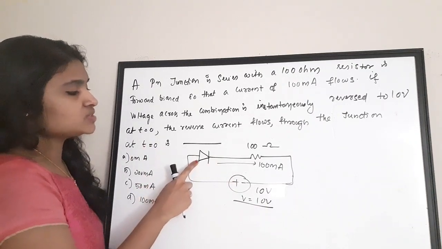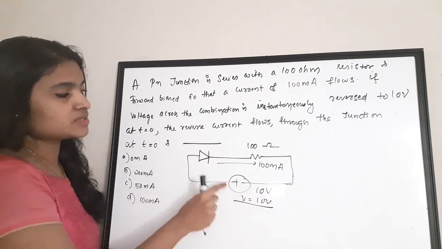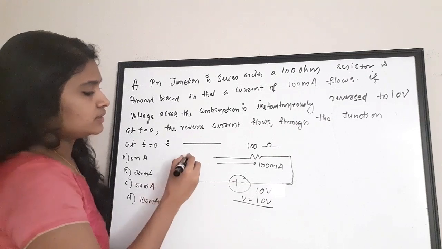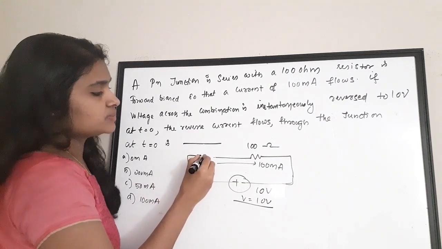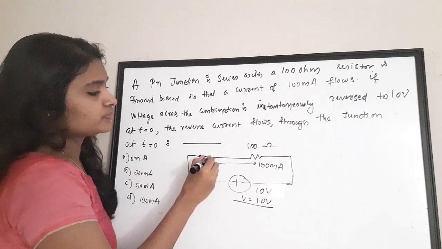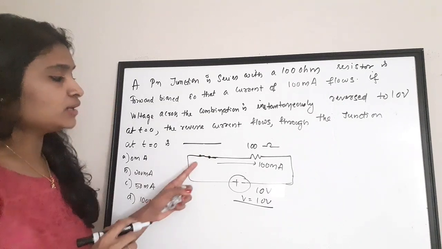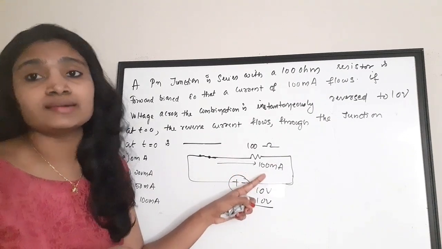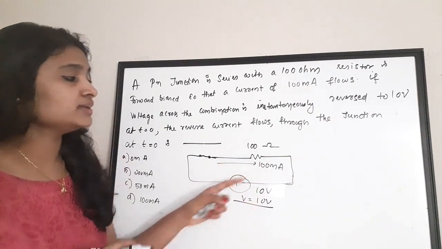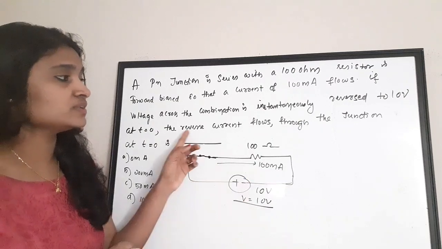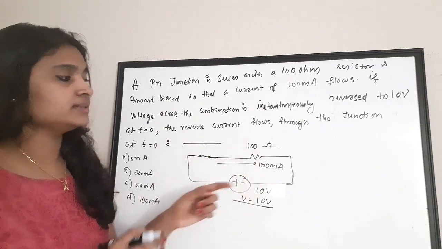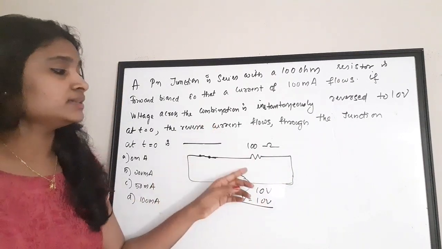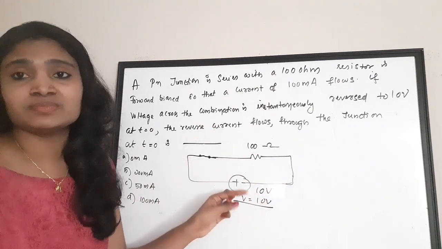Okay, so what happens when the polarity is reversed? The diode will act as a short circuit. So when the polarity is reversed, it acts as a short circuit, and the current flowing through this short circuit will be equal to the current flowing through the resistor. So simply, in order to find the reverse current, we need to find the value of current flowing through the resistor in the reverse condition, when the polarity is reversed.